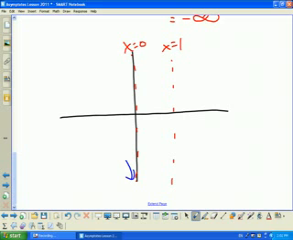We had negative, positive, positive, and negative. There we go. Okay?